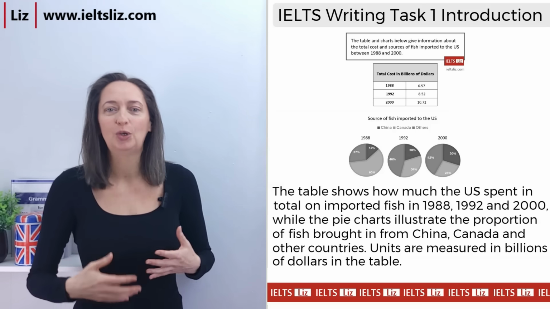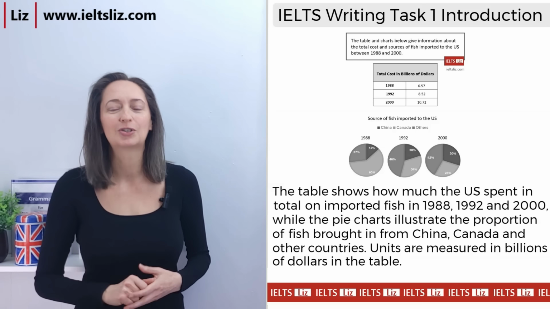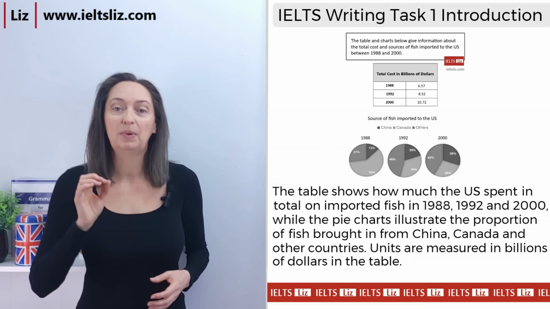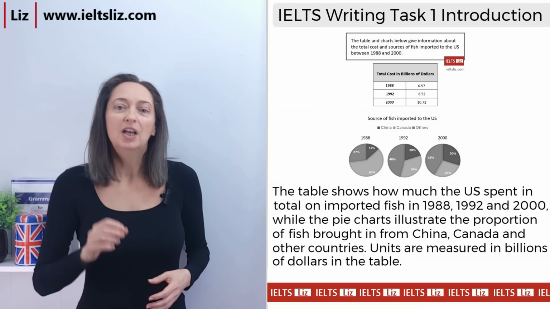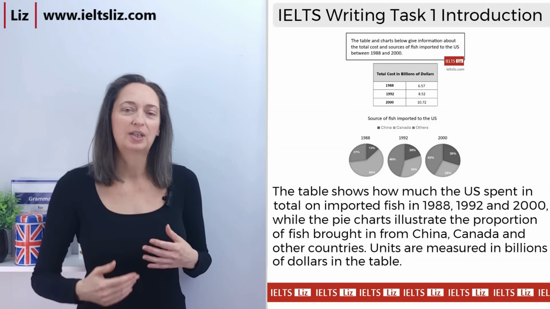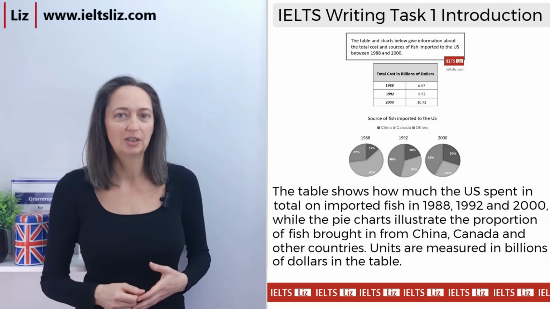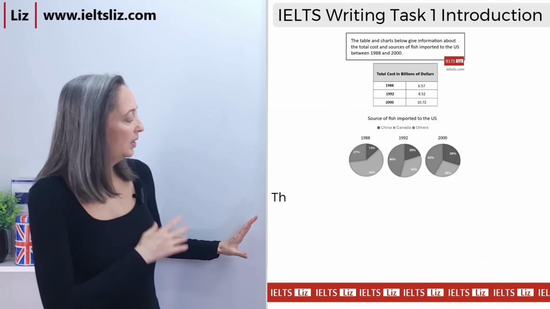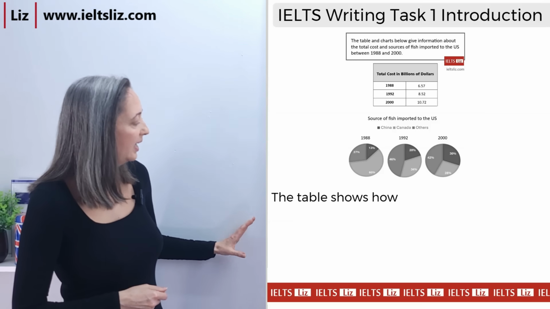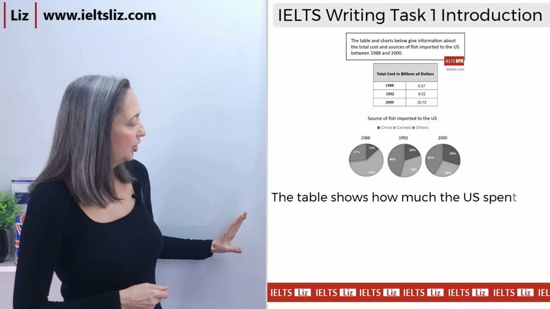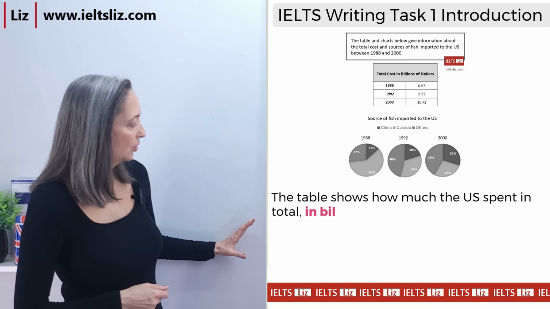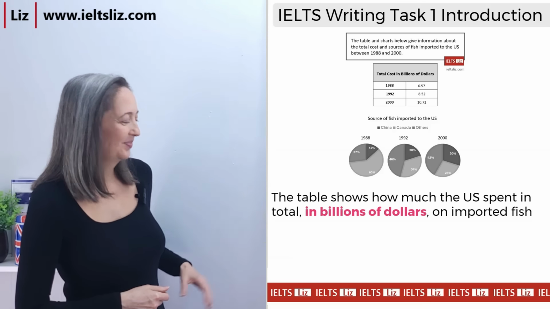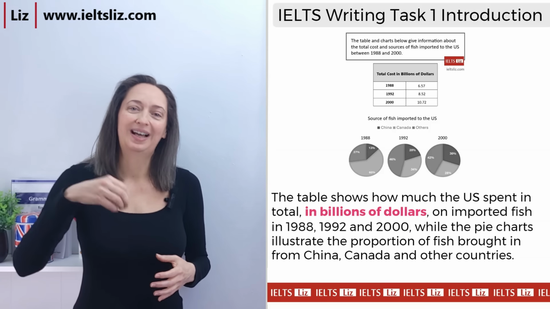Now, obviously, I will show you where you can find information about the band scores, so don't worry about that. But it is important that you do understand the marking criteria before you enter the test room. So because we've got this illogical organization of information in our introduction, we need to change it. And this is how we do it. We can rewrite the introduction. The table shows how much the US spent in total in billions of dollars on imported fish. And that is how you put that information in.